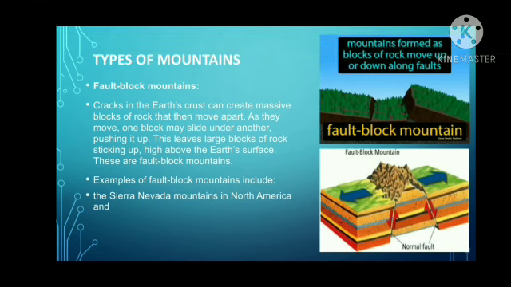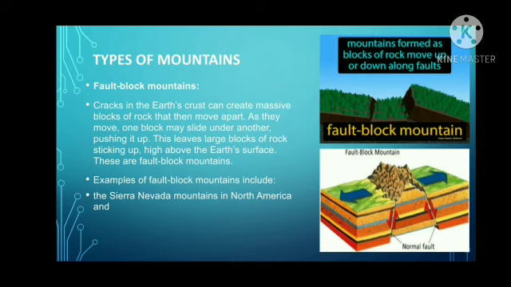So let us now proceed to the types of mountains. The first one, we have the fault block mountains. Rocks in the Earth's crust can create massive blocks of rock that then move apart. As they move, one block may slide under another, pushing it up. This leaves large blocks of rock sticking up high above the Earth's surface. These are fault block mountains. An example of this is the Sierra Nevada mountains in North America.